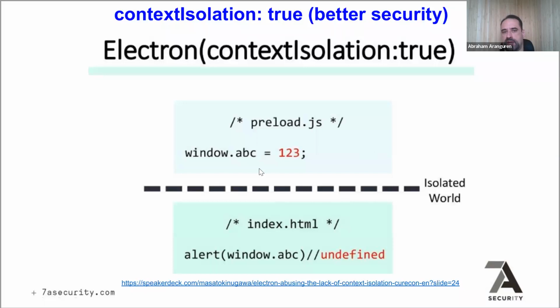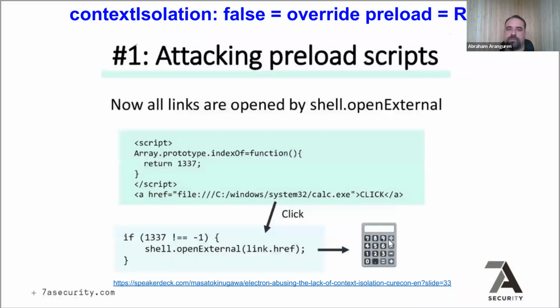If there's isolation and you do the same thing here, you will get undefined because the JavaScript context where you will get the XSS is independent from this context, right? So this provides you much better security. So what can go wrong with this? If the application has a security check, then we can bypass it, right?